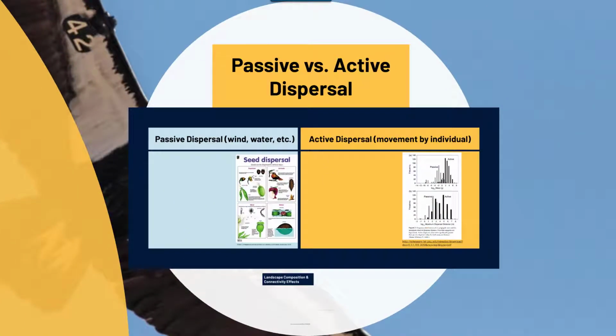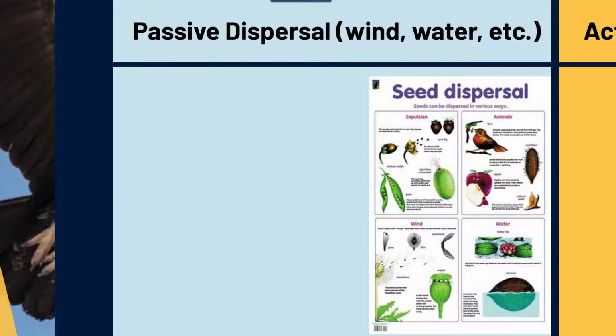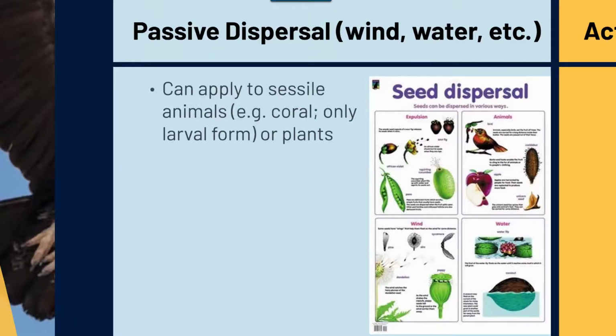There are both passive and active mechanisms of dispersal. On the passive front, which is via mechanisms such as wind and water, this method of dispersal can apply to organisms that are not able to move by their own means. Coral, for instance, in its adult form is unable to move, but it is able to move in its larval form. So oftentimes passive dispersal will apply to larval organisms because, while they can somewhat move around, they're largely going to be distributed based on currents.